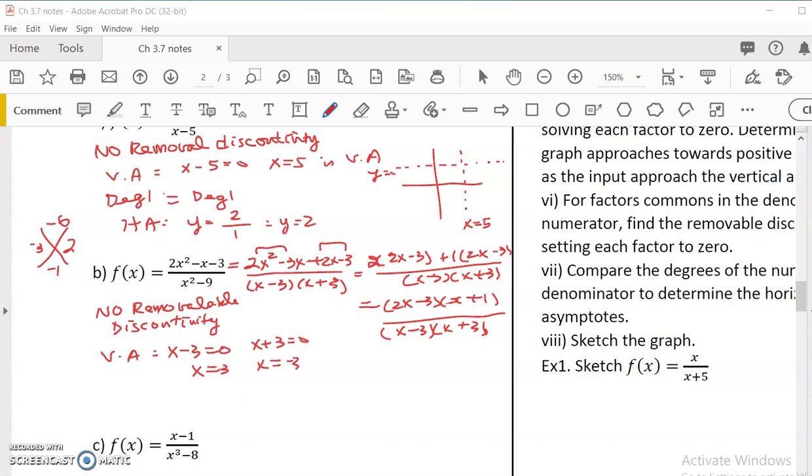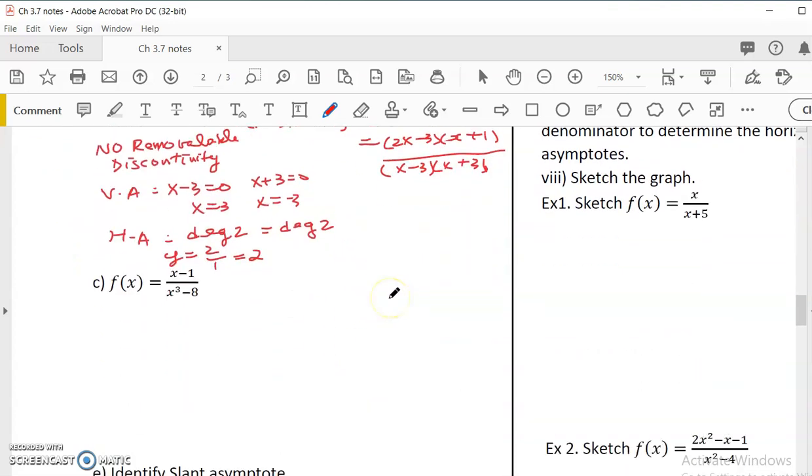Okay. And then what about horizontal asymptote? We would look at the degree. The top is degree 2, and it is equal to the bottom, degree 2. Again, we compare the leading coefficients. So again, it is 2 over leading coefficient 1. So y equal to 2 over 1 is equal to 2. So again, we have horizontal asymptote y equal to 2, when x approaches infinity.